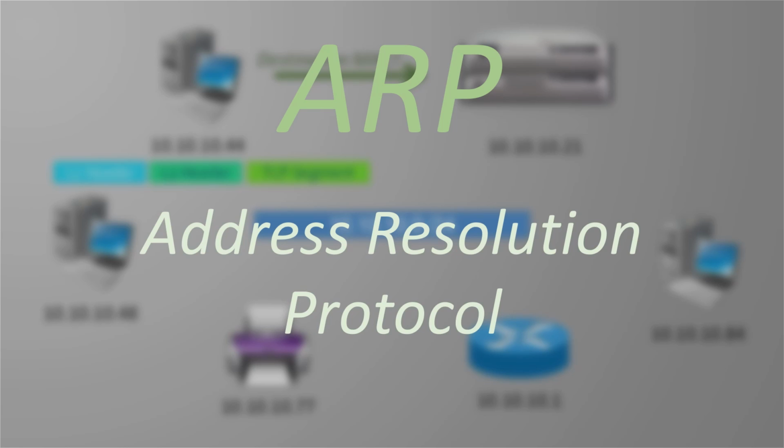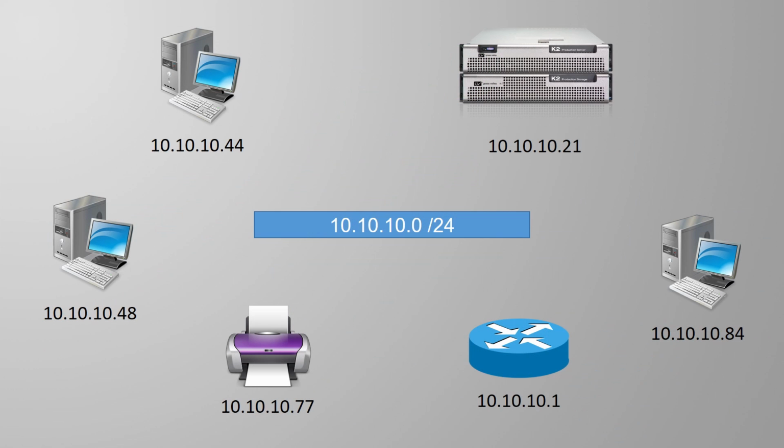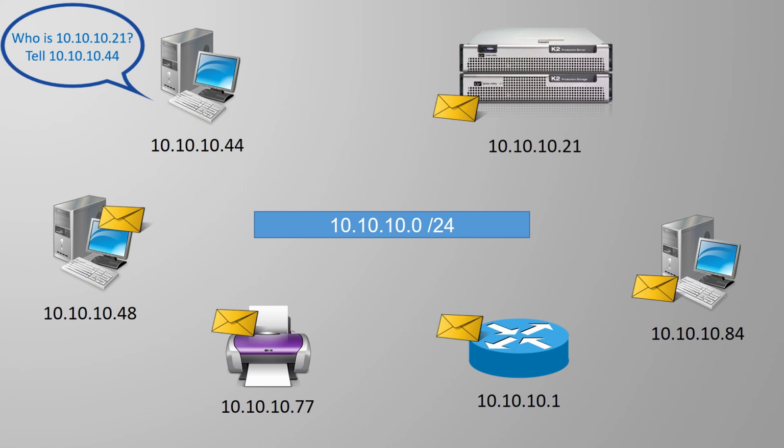And this is where Address Resolution Protocol comes in. The whole point of ARP is to find the MAC address that belongs with an IP address. ARP works by sending a layer 2 broadcast message to the entire LAN. This message is called an ARP request. The request contains the statement, who is 10.10.10.21? Tell 10.10.10.44. All the devices on the LAN will get this message.